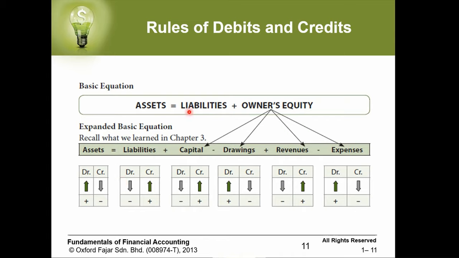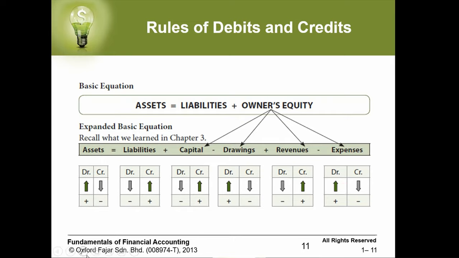Again, we are coming out from our accounting equation: assets equals liabilities plus owner's equity. And if you see, we divide the owner's equity into four components, which are capital, drawings, revenue, and expenses. For each one of them, let's say assets, when increased, it goes to the debit side. When decreased, it goes to the credit side. Similarly, we have drawings and expenses.